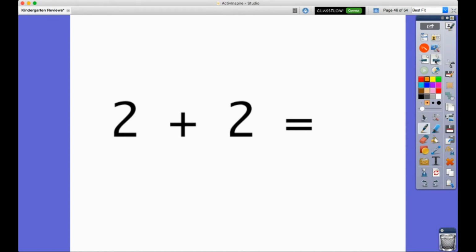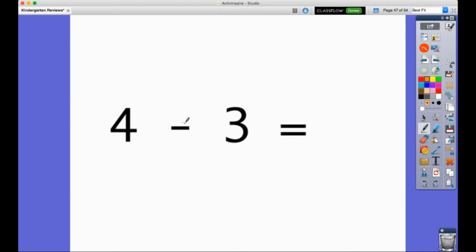Let's see this one. 2 plus 2. I want you to turn to someone near you, or a partner, or a friend nearby, and tell them, how can you find 2 plus 2? So some of you might have used your fingers. Some of you might have counted on. 2 and 2 more equals 4. So I could put 2 in my head and I could count on 3, 4. Awesome job, friends.